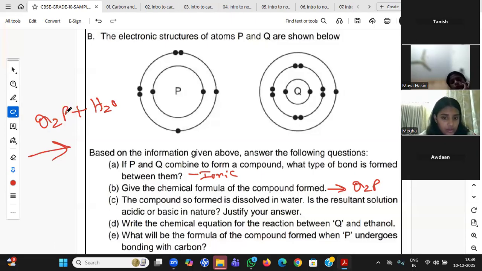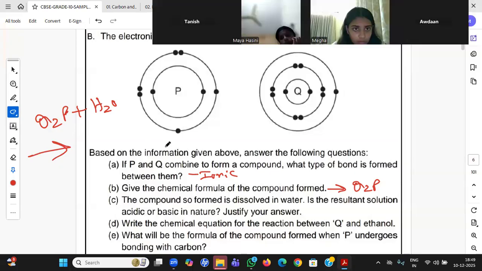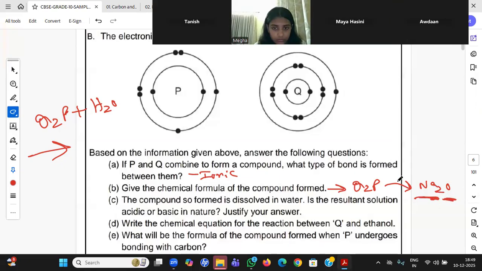Like studied in acids, bases and salts, metal oxide plus acid will give salt and water. So metal oxides are basic. Say me that point. Then you should say Q2P is something like Na2O. Then you should say metal oxide. Acids and bases, we have read that. Metal oxides are basic in nature. Or you can also say Q2P plus H2O.